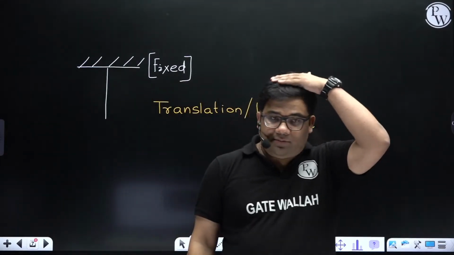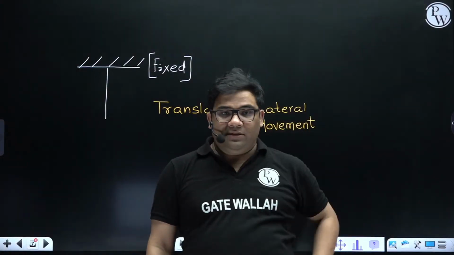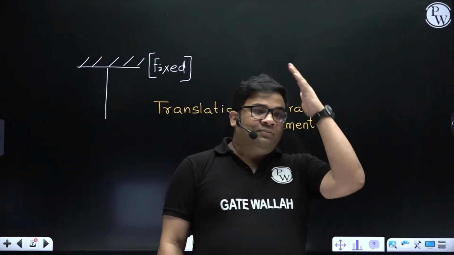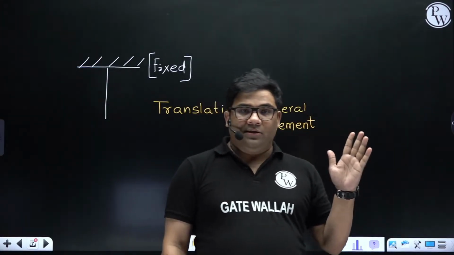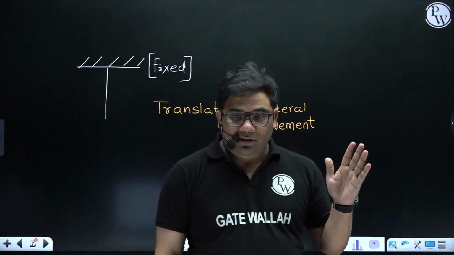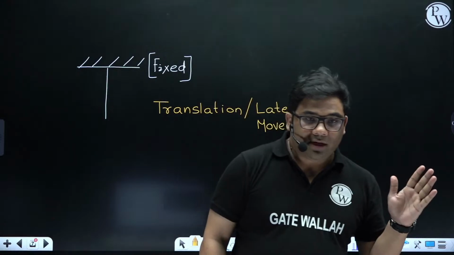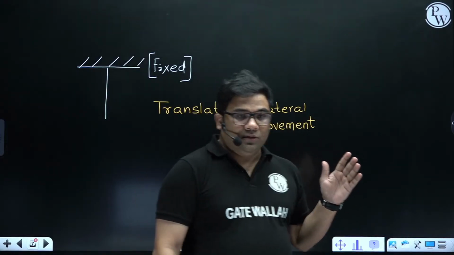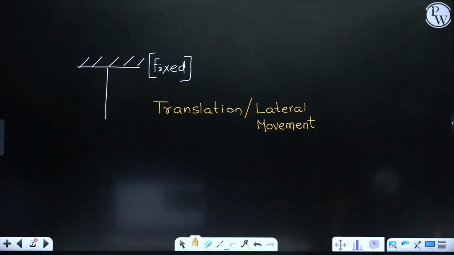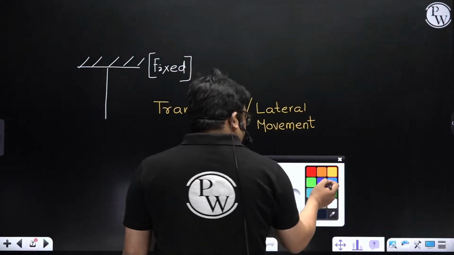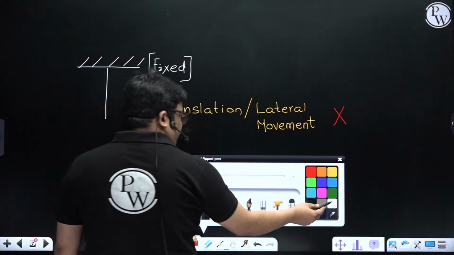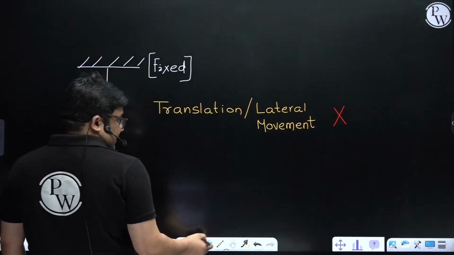What is translation? Suppose you see this point. Translation means it is moving, or not moving, in this direction. This is translation, and this is also translation. Even this is also translation, you can say vertical translation. If there is lateral movement, this is known as translation. So in a fixed end, translation is not allowed. No movement is allowed, and rotation is also not allowed.